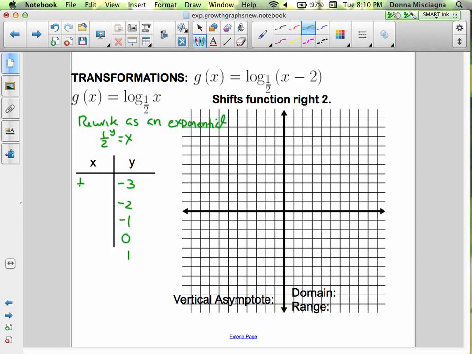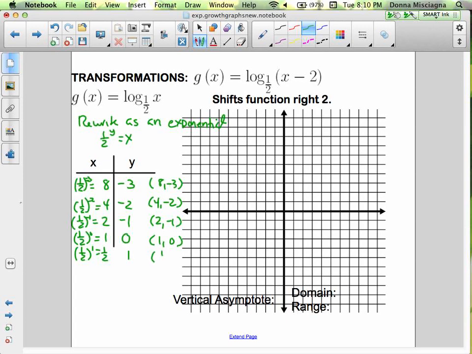All right, so 1/2 to the negative 3 power, that's like 2 cubed, which is 8. 1/2 to the negative 2, that's like 2 squared, so that's going to be 4. 1/2 to the negative 1 power is just going to flip that, so that's 2. Anything to the 0 power is 1, and 1/2 to the first power, that's 1/2. So our points that we're graphing are 8, -3; 4, -2; 2, -1; 1, 0; and 1/2, 1.